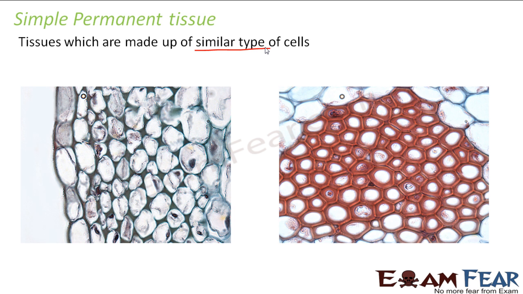So when you think of examples of simple permanent tissue, these are the examples of some simple permanent tissue when you observe them under microscope. So right now you might be thinking, what are these actually? But as we go ahead, we will learn about the different types of simple permanent tissue. Then we will see what exactly each of these tissues indicate.